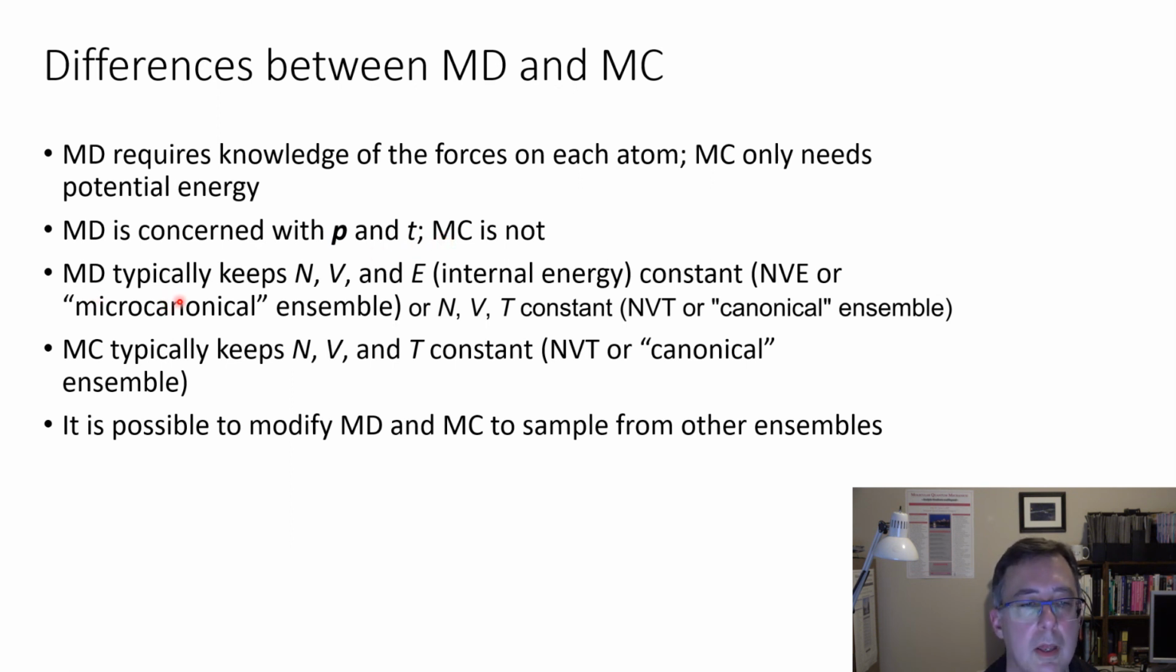Molecular dynamics typically keeps N, V, and E constant, or maybe N, V, and T constant in some MD simulations. And those are called either microcanonical or canonical. Monte Carlo typically is focused on N, V, and T, which is a canonical ensemble. So MD could be either of these, really, but MC is typically more on N, V, and T. And it is possible to modify molecular dynamics and Monte Carlo to sample from other ensembles, as well.